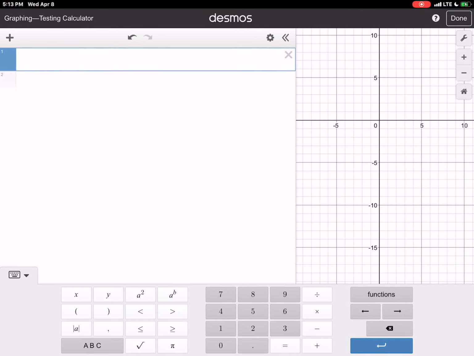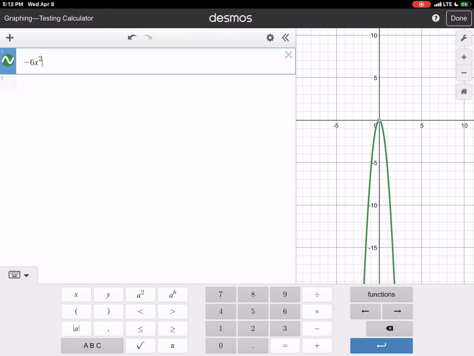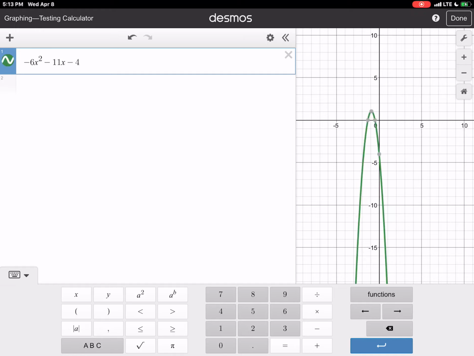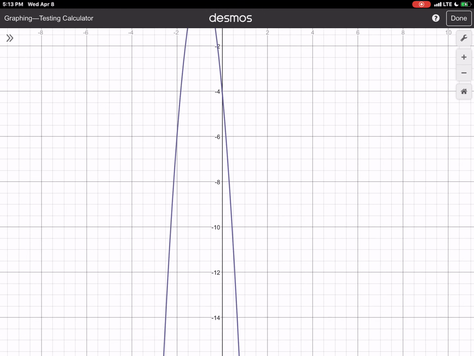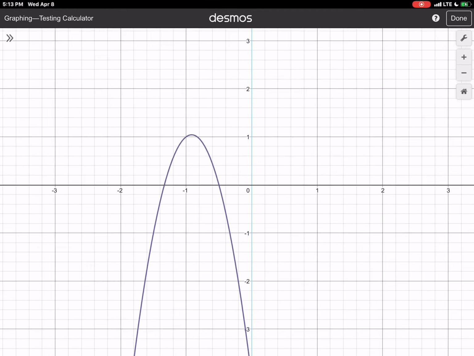So I'm going to type in my original equation. Negative 6x squared minus 11x minus 4. And now I'm going to type in my factors as I found them completely done. Negative, parentheses, 3x plus 4, close parentheses, open parentheses, 2x plus 1, close parentheses. And if you notice, Desmos has kind of done most of the work for us. They have shown us that these graphs are exactly alike.